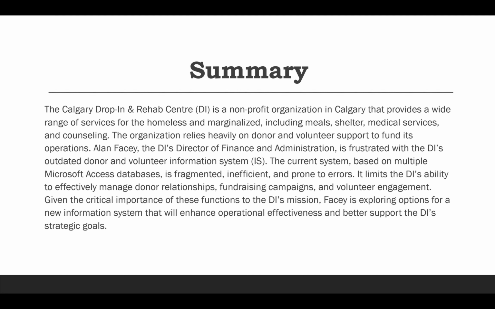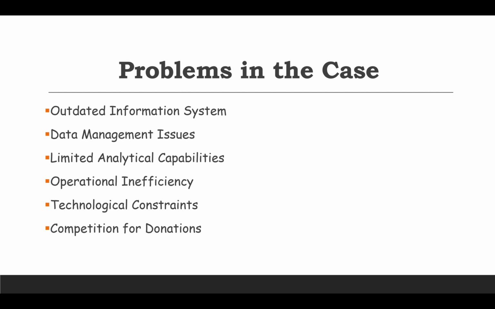Given the critical importance of these functions, the DI's management is exploring options for a new information system that can enhance the operational effectiveness of this organization and better support its strategic goals. While reading this case study, the first problem I found was very clear: an outdated information system. The current Microsoft Access-based system was very fragmented and inefficient, with multiple databases created for each capital campaign, which led to data duplication, errors, and difficulty in accessing donor information.